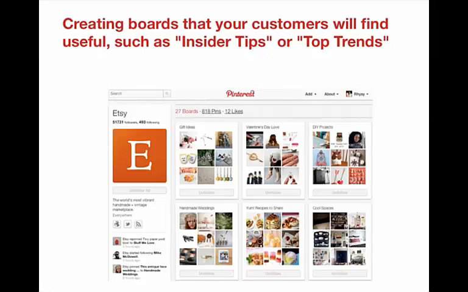Now, you can also create boards that your customers will find useful, such as insider tips or top trends, right? So Etsy essentially is helping people find products that are in their marketplace. And if you're not familiar with Etsy, it's a very cool site where people who are doing their own crafts, making their own products, can sell them on Etsy, and it's all low volume. Typically, people working from home, building small micro businesses, and Etsy has created this big marketplace for them to sell stuff. So what Etsy has done is create some cool categories that will help people find interesting crafts they may be interested in purchasing. So again, another cool example of a company that is driving engagement in their community and also helping their customers sell more of their products and services.